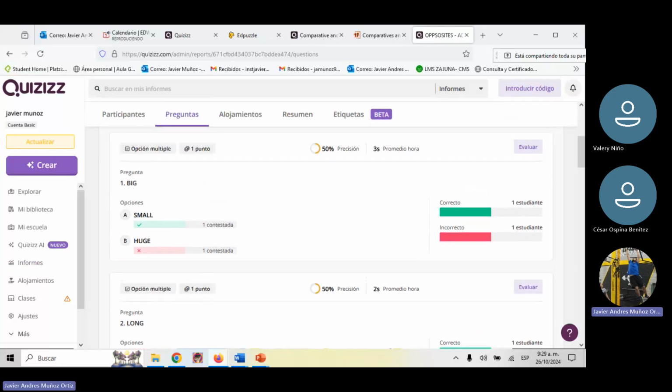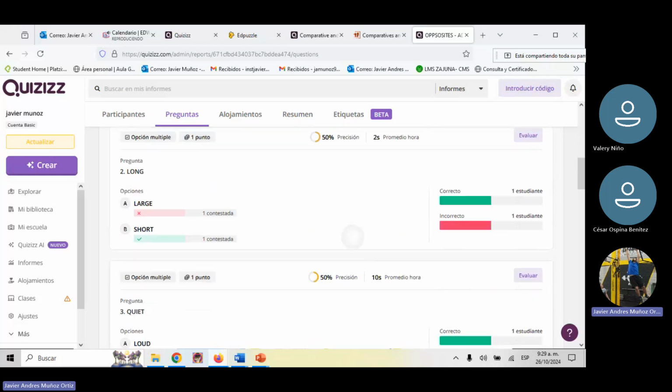What are the opposites? Big, huge. Big and huge are like extreme adjectives. Grande, enorme, right? What's the opposite of big? Grande, pequeño, small, right? Okay, next one.